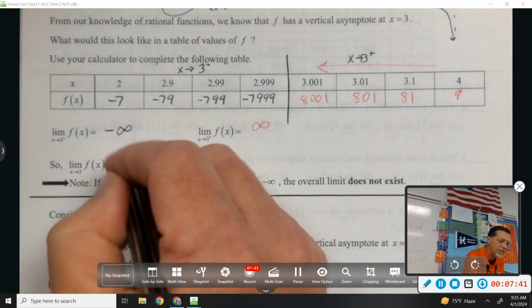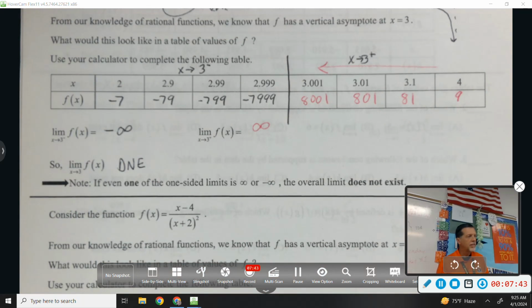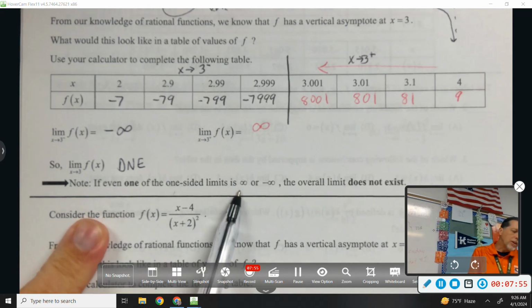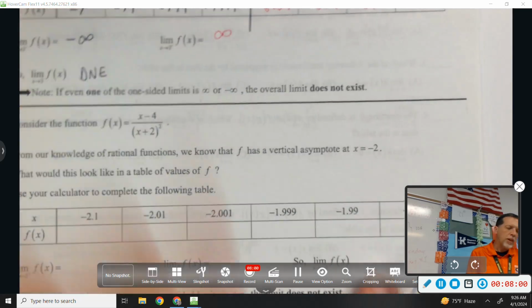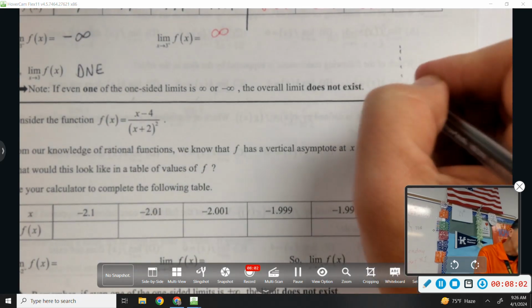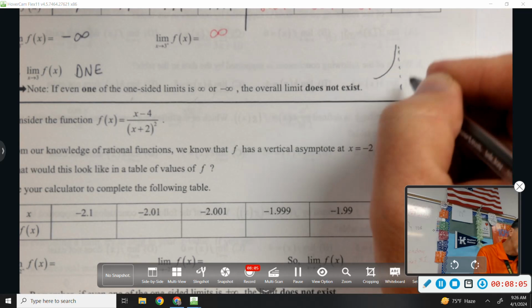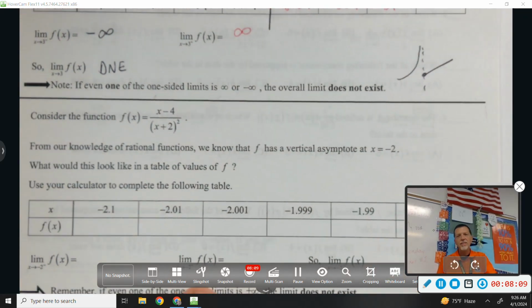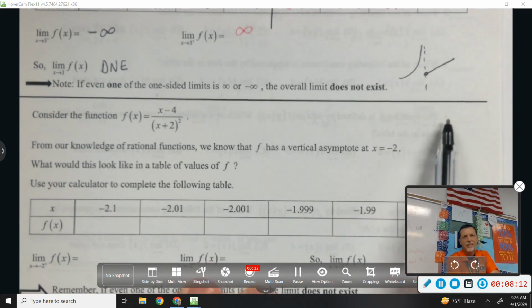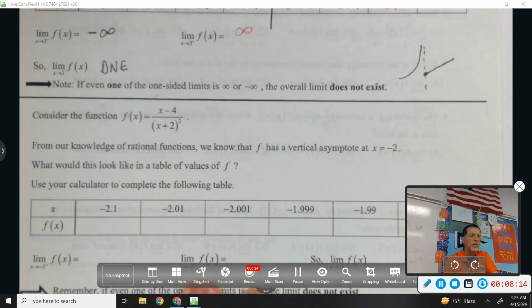Definitely does not exist. Sort of like double does not exist. Even if they were both going to infinity, we could say that doesn't exist. But certainly if they're going to different infinities, it doesn't exist. If even one of the one-sided limits is infinity or negative infinity, the limit does not exist. Think about what that would look like. So like if it was an asymptote on one side and maybe something more normal on the other side, that limit doesn't exist. The limit from the right exists, but the overall limit would not exist.